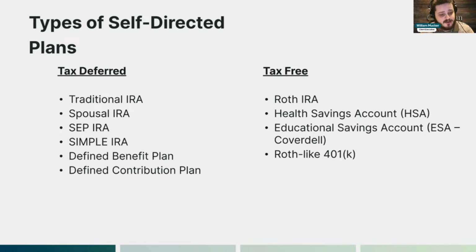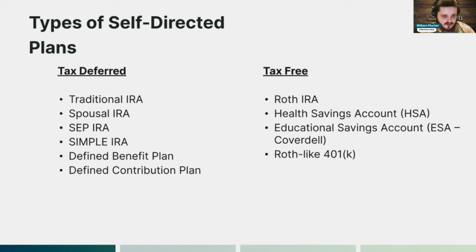So in the tax-deferred bucket, you have your traditional IRA, and you have the spousal IRA, which is a little bit confusing on the slide. A spousal IRA can actually also be tax-free. Spousal just means if you have a working spouse and a non-working spouse, the working spouse can contribute on behalf of the non-working spouse, and that can be a traditional IRA or a Roth IRA.